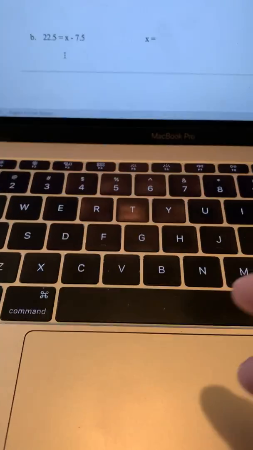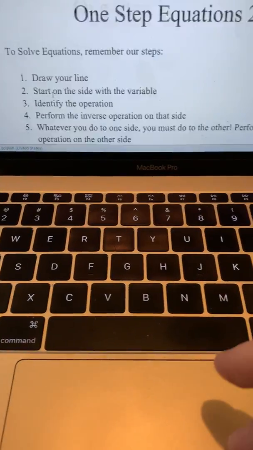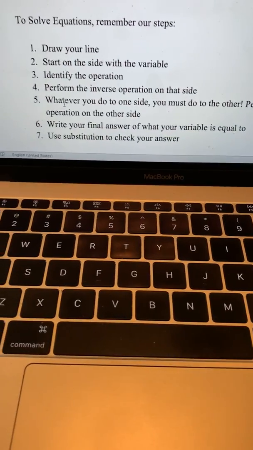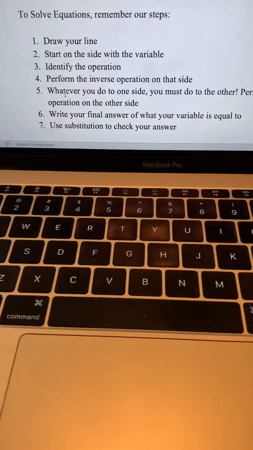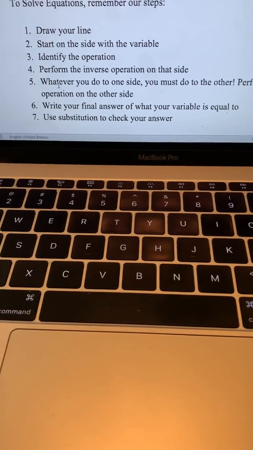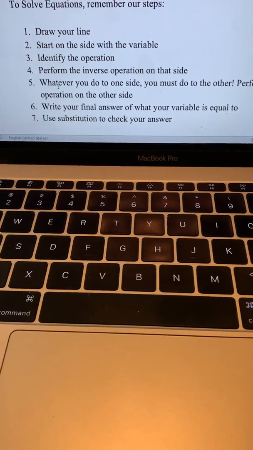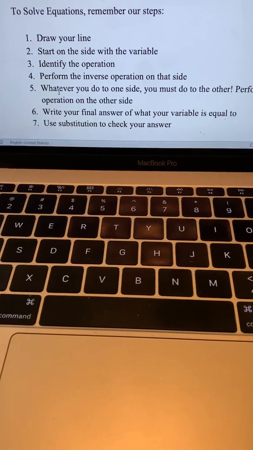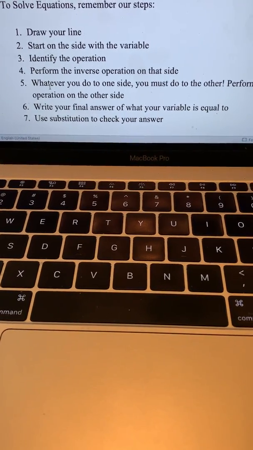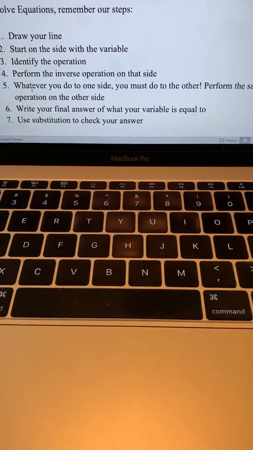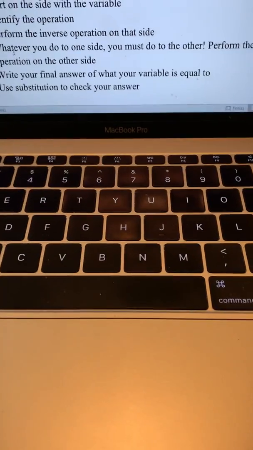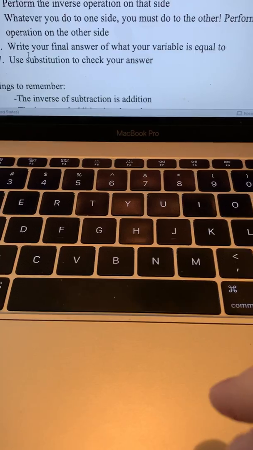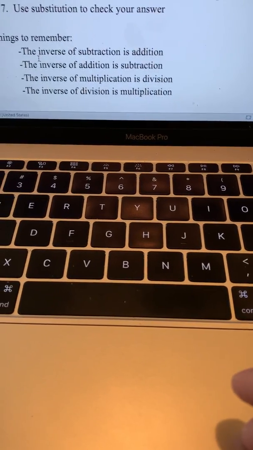Great. Today we are again working on one-step equations. We're going to follow the same steps as we did yesterday and the steps that we just did on our PDN. We'll draw our line. We'll start on the side with the variable. We identify the operation. We perform the inverse operation on that side. Whatever you do to one side, you have to do on the other. We'll perform the other operation on the other side. We'll write our final answer of what our variable is equal to, and we'll do substitution and check our answer.